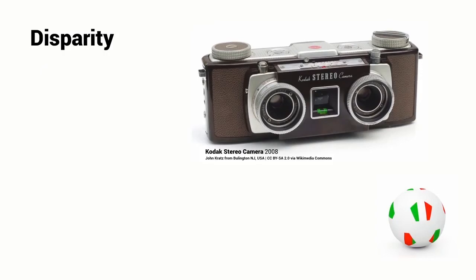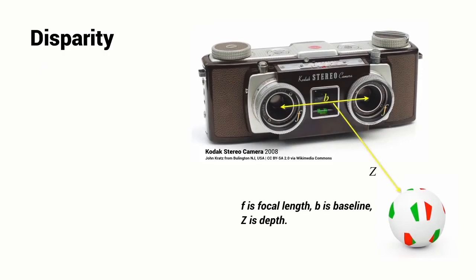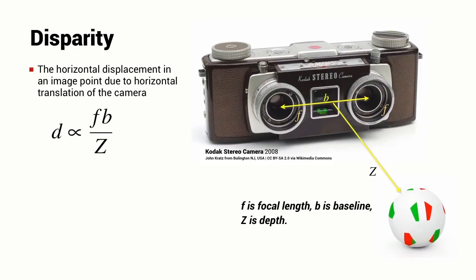So here we have a stereo camera observing an object, a ball, that is at a distance Z away from the camera. We refer to the baseline b of the stereo camera. That's the distance between the centers of the lenses, and f is the focal length of the lens. We assume that both lenses have the same focal length. Now there's a very simple relationship between these quantities, and that is that the disparity is proportional to the focal length and the baseline divided by the distance.